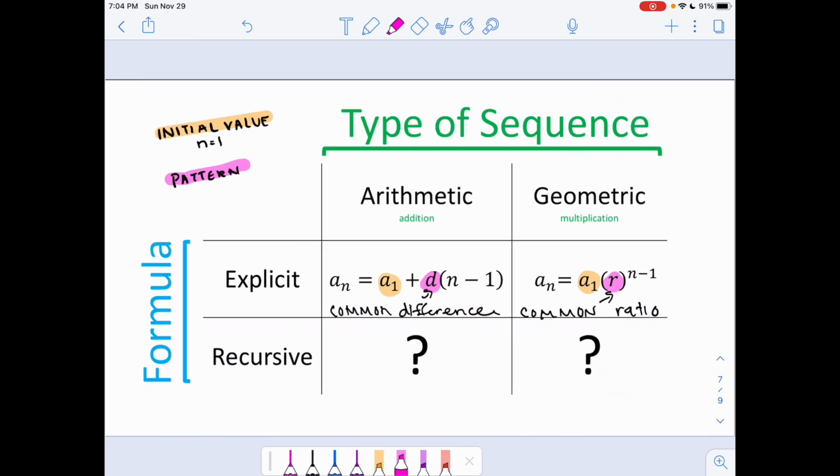To summarize, there's two ways to categorize our sequences or our lists. You can categorize them as arithmetic or geometric. Arithmetic means constant addition. Geometric means constant multiplication. And there's two ways to write the formulas, either explicitly, which we learned today, or recursively, which we'll learn later this week.